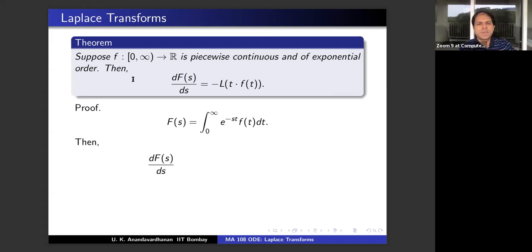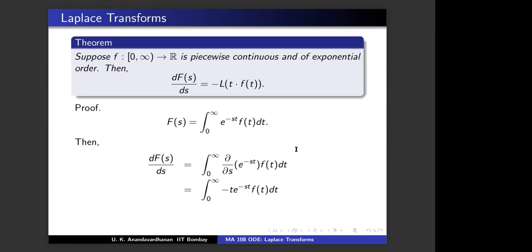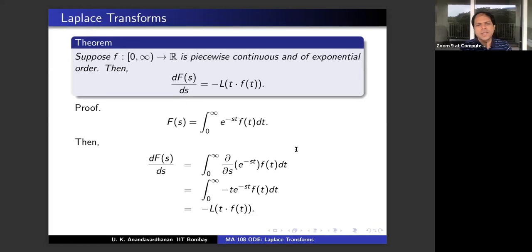So what is dF by ds here? You can take the derivative under the integral sign. So it will be the integral from 0 to infinity. Why do I put partial? Because there are two variables, so I want to say that it is with respect to s. So del by del s of e power minus st f(t) dt, right? You must have done this kind of integration. And this is minus t e power minus st f(t) dt. That is exactly this. So it's very easy.